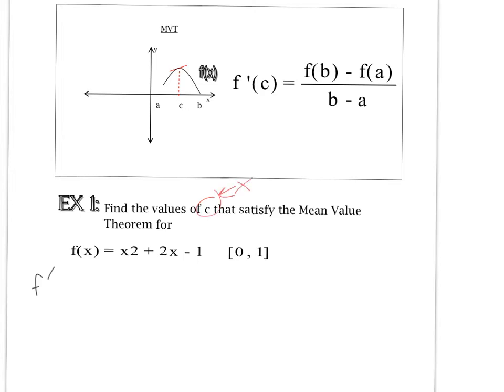So let's just do f prime of x. And this is supposed to say x squared right here. So this would be 2x plus 2. Okay. Now let's go ahead and find f of a and f of b.